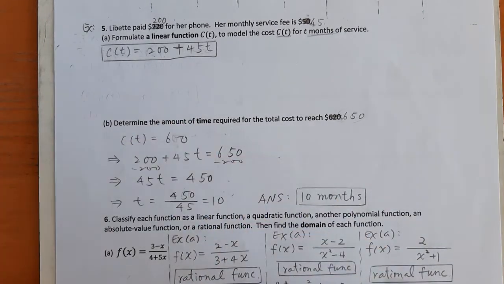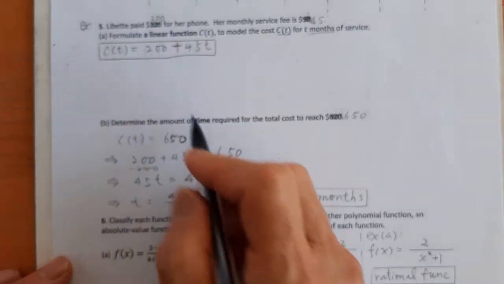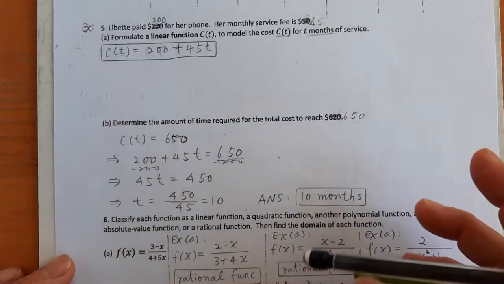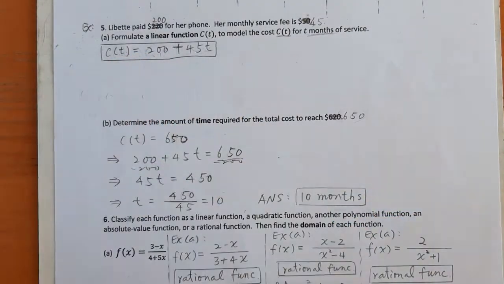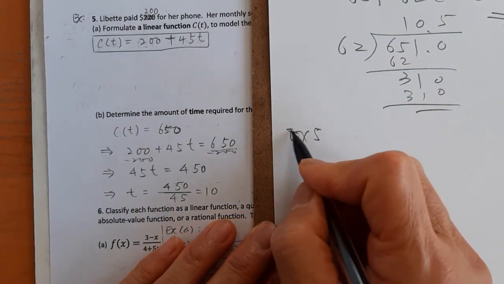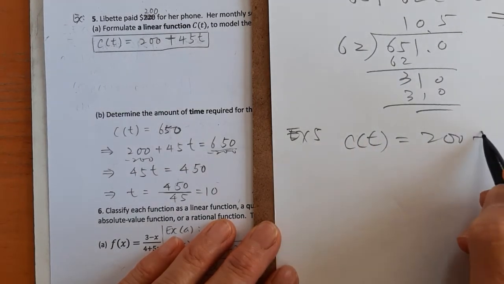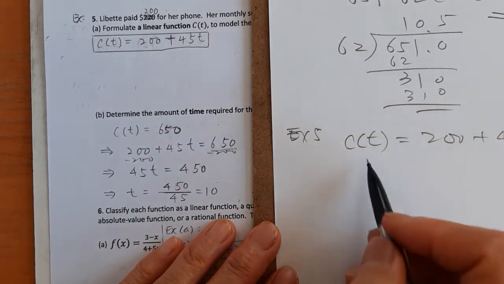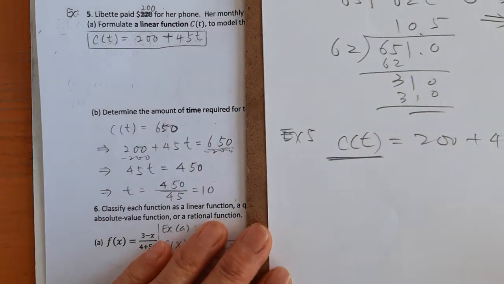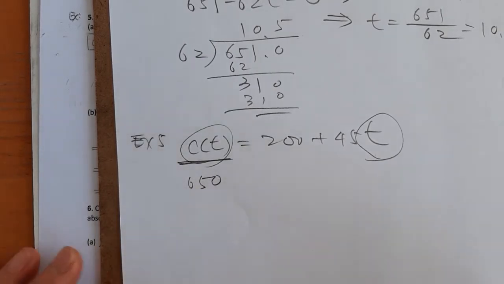Becomes $650. So you let C(T) equal $650. Example 5: C(T) equals 200 plus 45T. It asks, after how many months T does the cost become $650?